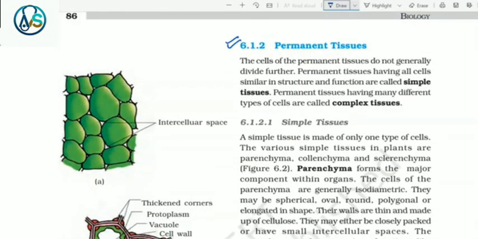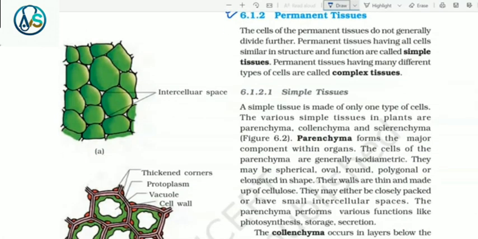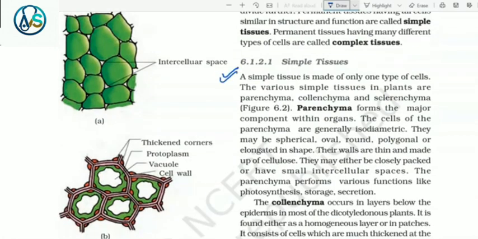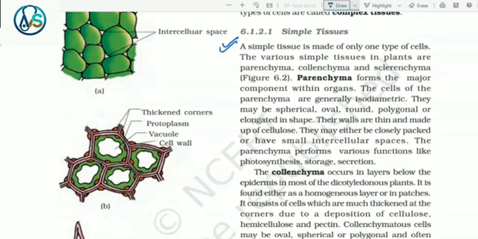6.1.2 Permanent tissues. The cells of the permanent tissues do not generally divide further. Permanent tissues having all cells similar in structure and function are called simple tissues. Permanent tissues having many different types of cells are called complex tissues. 6.1.2.1 Simple tissues. A simple tissue is made of only one type of cells. The various simple tissues in plants are parenchyma, collenchyma and sclerenchyma.